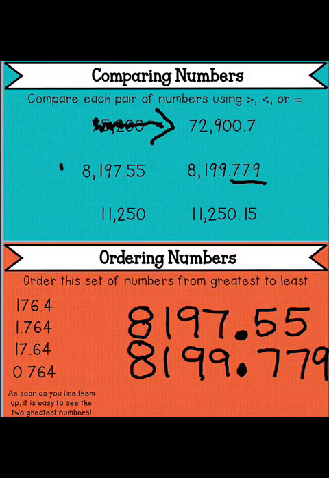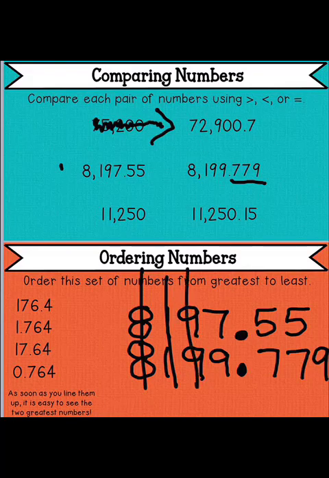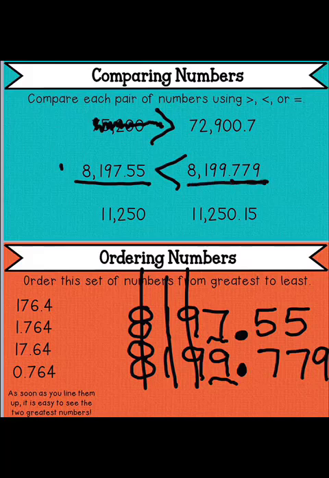Now, when we compare decimals, we still start from the left. So, 8 and 8 are the same. 1 and 1 are the same. 9 and 9 are the same. We have 7 and 9. Well, 7 is less than 9. So we know that 8,197 and 55 hundredths is less than 8,199 and 79 thousandths.